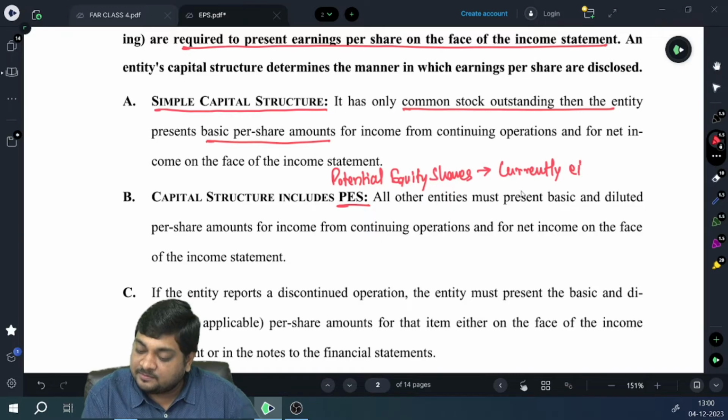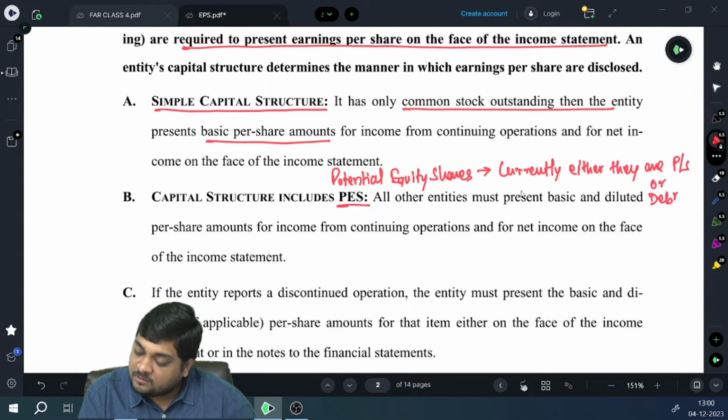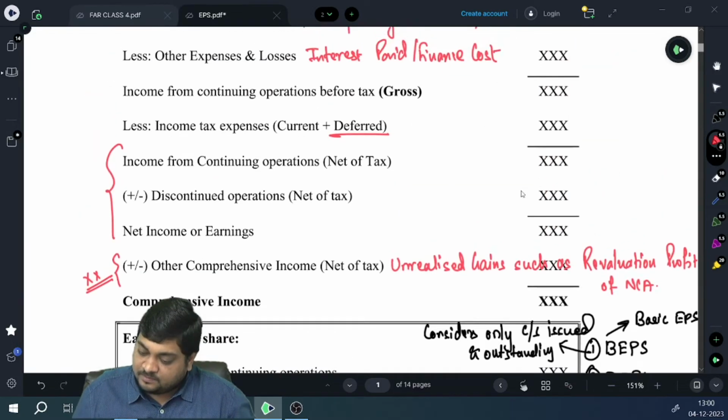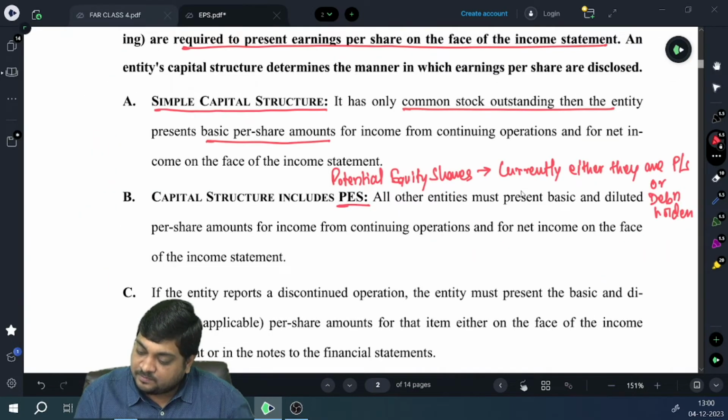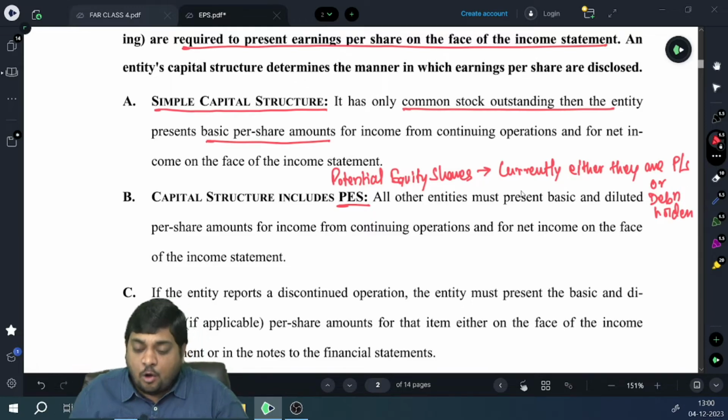Potential equity shares. Currently, either they are preferred stock or debenture holders, right? Later they will be converted into common stock.